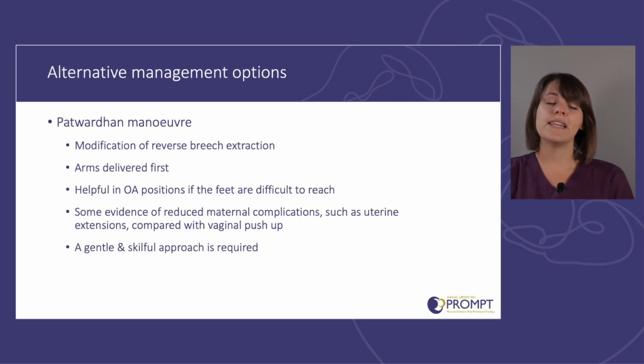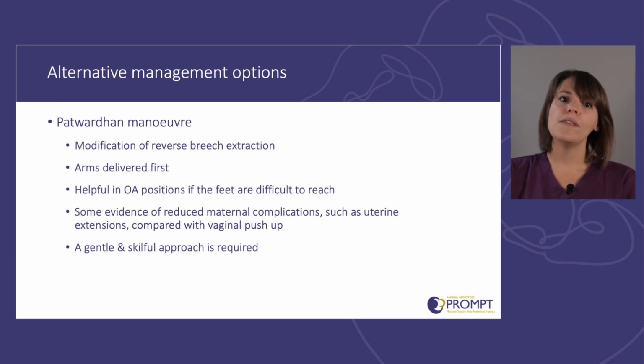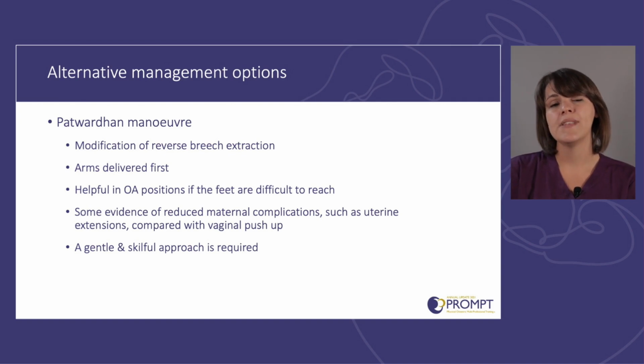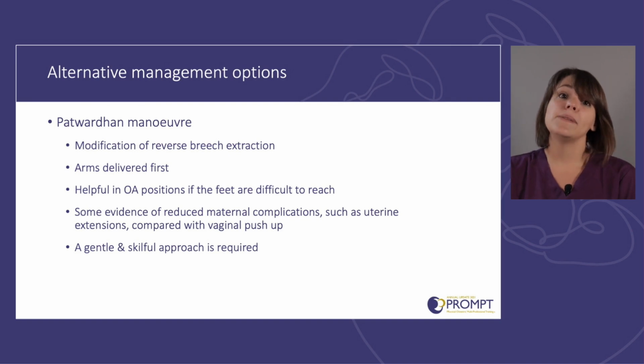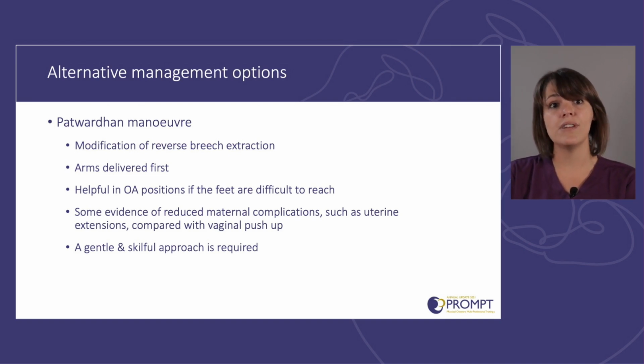So, alternative management options. The Patwardhan manoeuvre is a technique which is widely performed in other parts of the world, but rarely used in the UK. It's essentially a modification of reverse breech extraction, whereby the arms are delivered first, and it can be particularly helpful in occipito-anterior positions if the feet are difficult to reach.